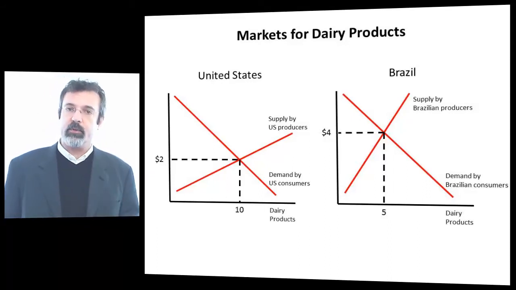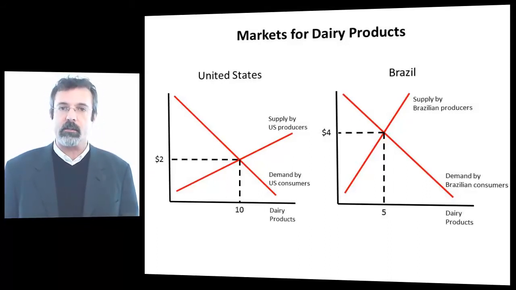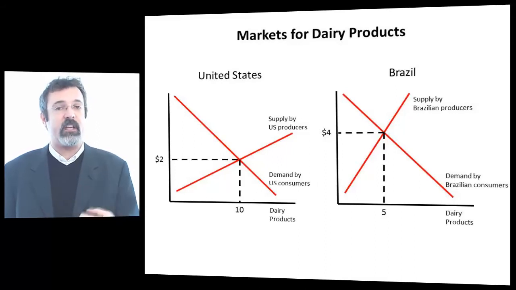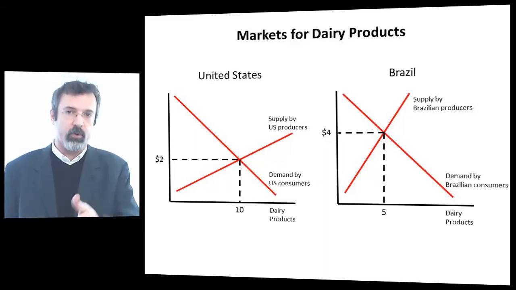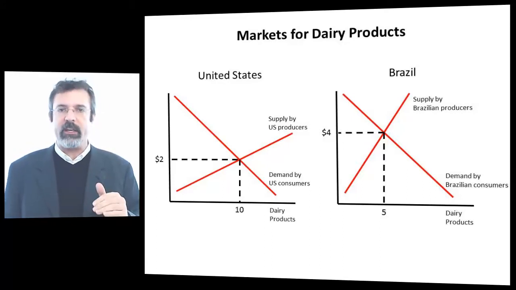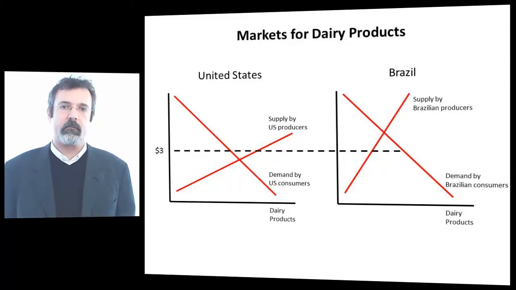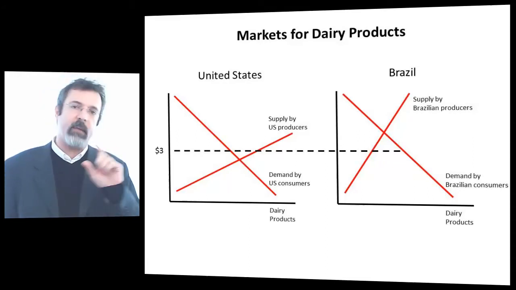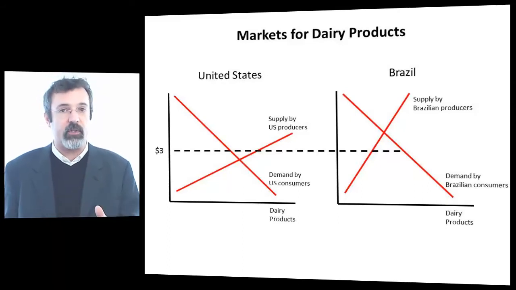Similarly, American producers were selling for $2, but now that they are able to trade, they see that the Brazilians are paying $4, so the American producers have an incentive to export to Brazil, where they can get $4 instead of $2. What will happen is that the price will settle somewhere in between, let's say, for example, at $3. $3 is the equilibrium price on the world market. And we can see that by asking the question, what is the quantity demanded and quantity supplied in each of the countries when the world price for dairy products is $3?